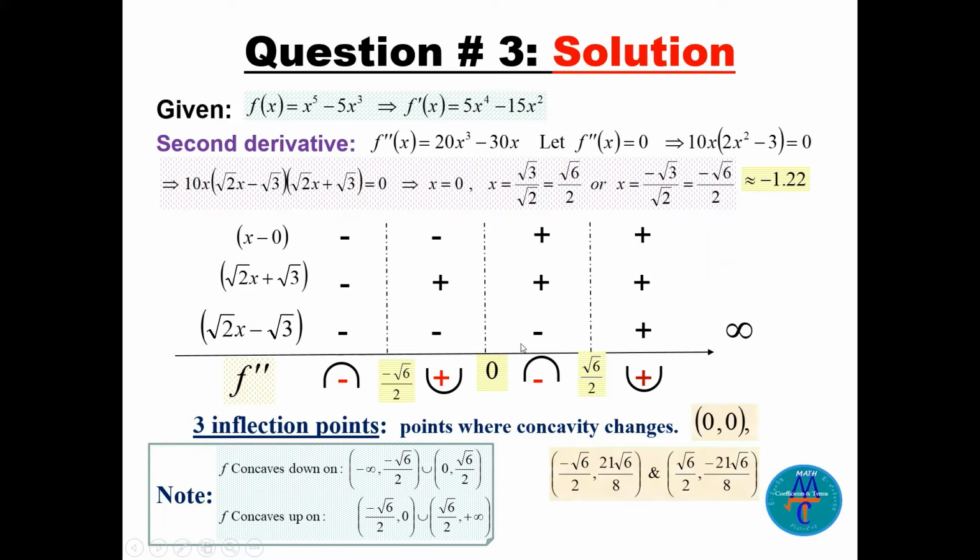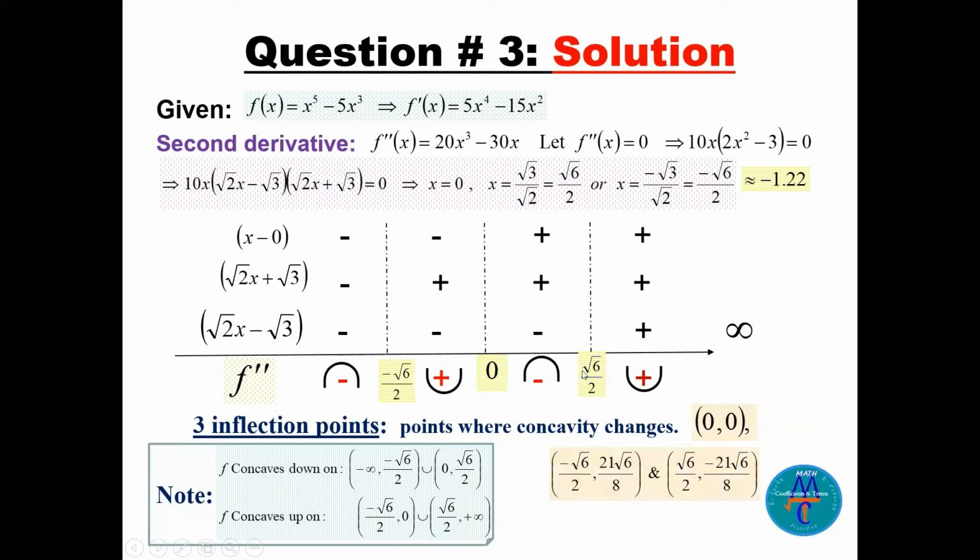Just make a table here for the second derivative. Remember, this is a table for the second derivative. We can see at this point, there's a change in concavity. At this point 0, we also have a change in the concavity, and we have one at this point. So the function has 3 inflection points.